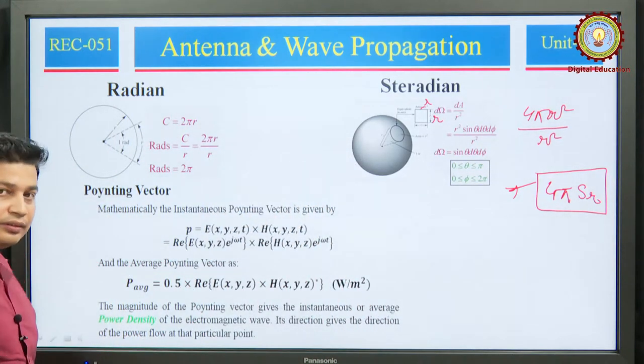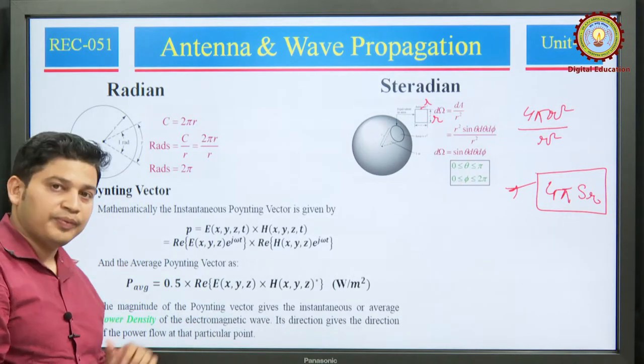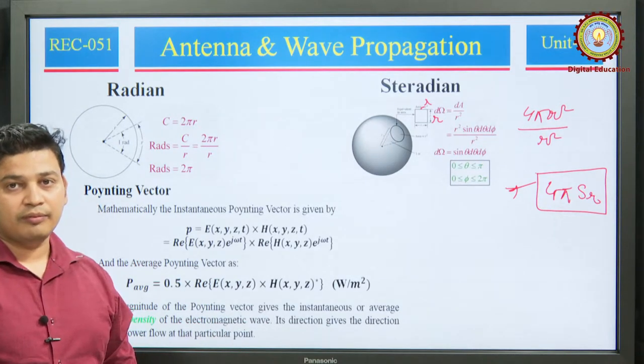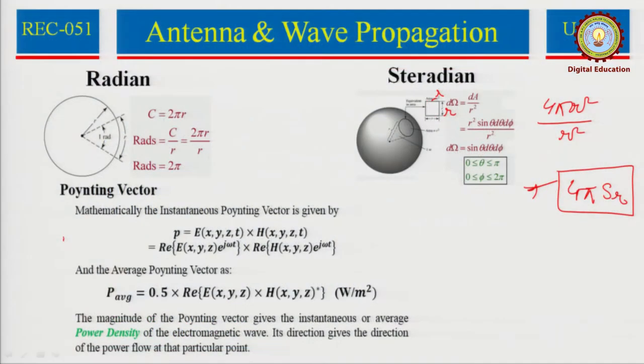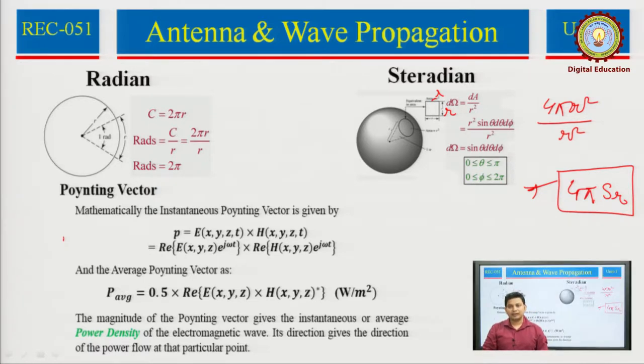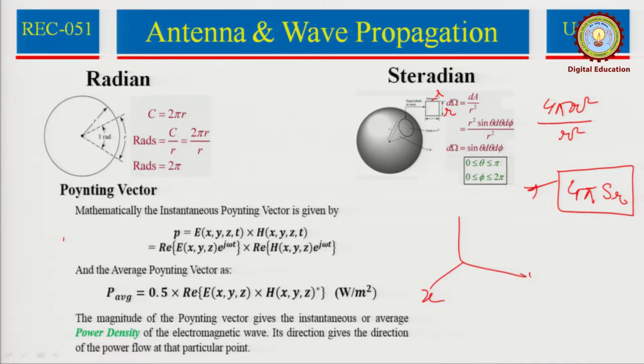The third thing we require in the radiation pattern is the pointing vector, because the pointing vector plays an important role, and we know that it is nothing but the electric field intensity E. Over here it is written x, y, z and time t. X, y, z is nothing but the coordinate system. At time instance t, the value is E(x, y, z, t). Same as H, the magnetic field, the H field.